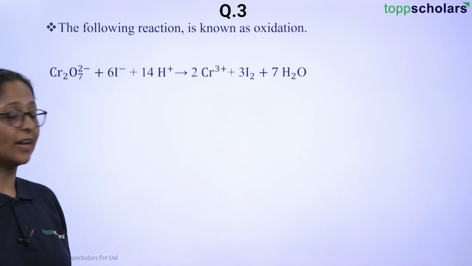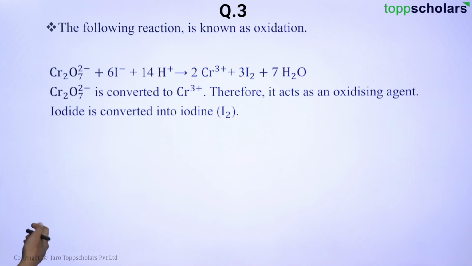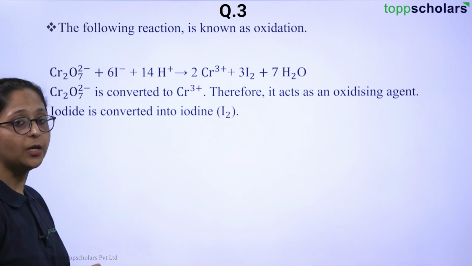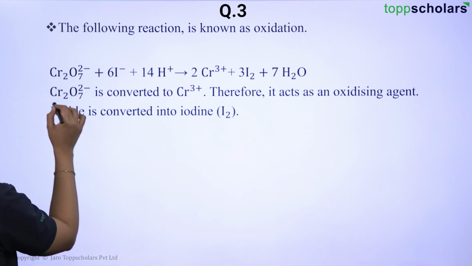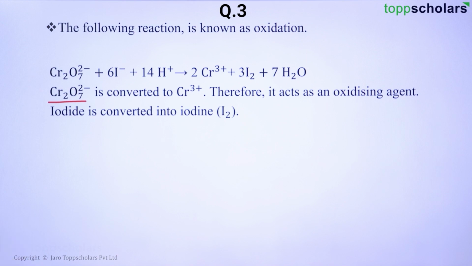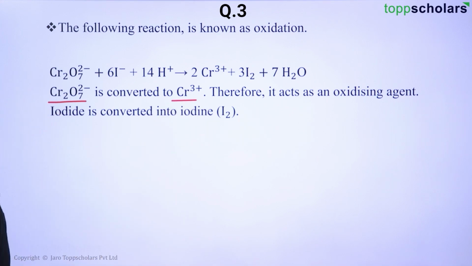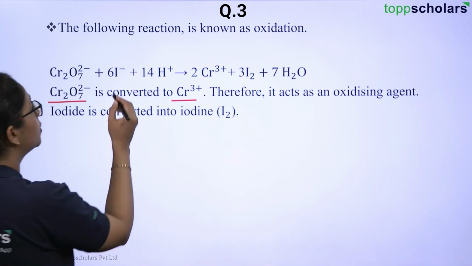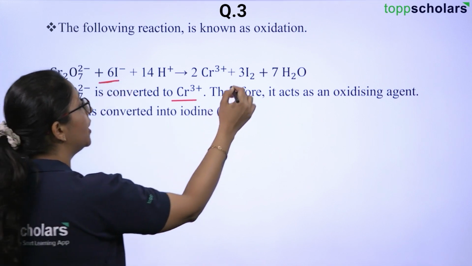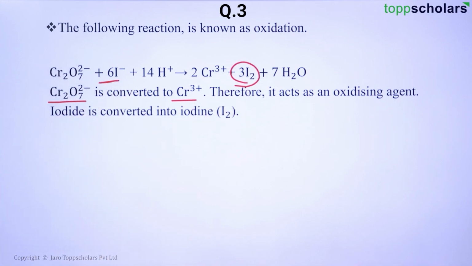So here let us look at the reaction. We can see that your potassium dichromate is getting converted into 2Cr3+, 3I2 and 7H2O. So Cr2O7 2- is converted into your Cr3+. Therefore, this particular element is acting as an oxidizing agent. And here also we would see that your iodide is converted into your iodine structure.